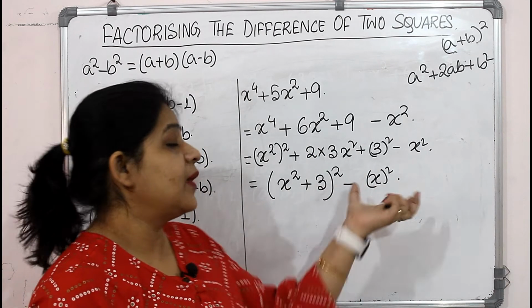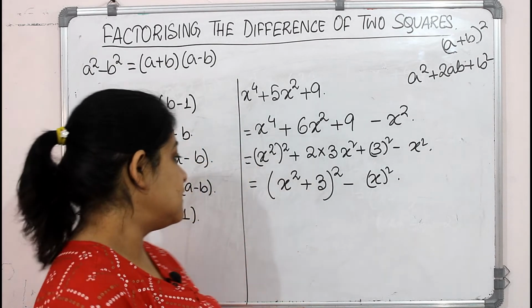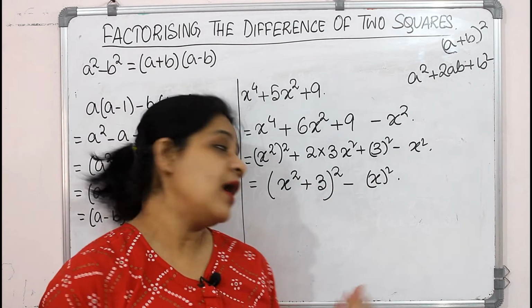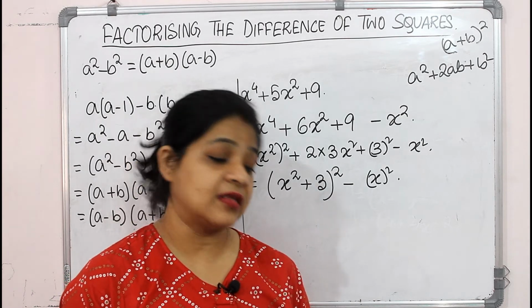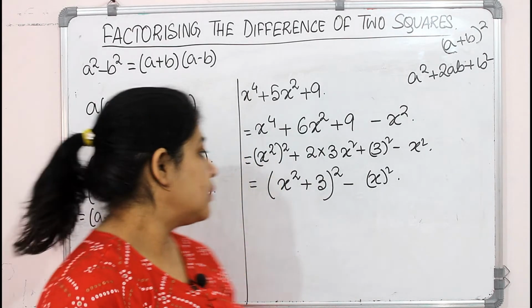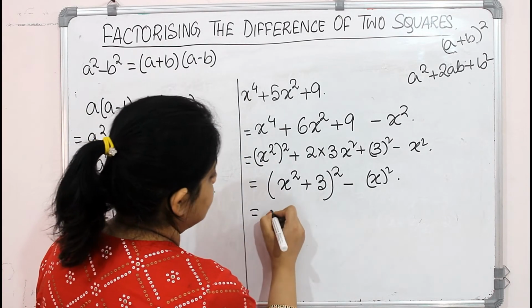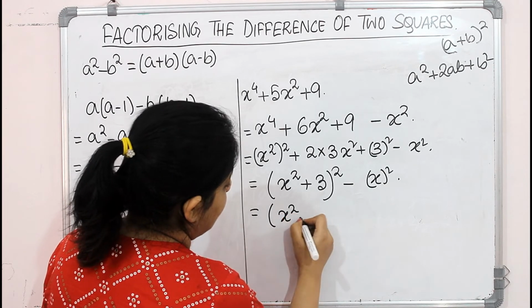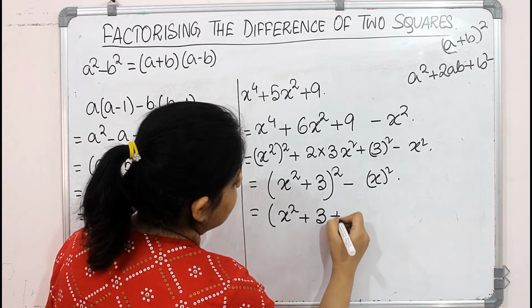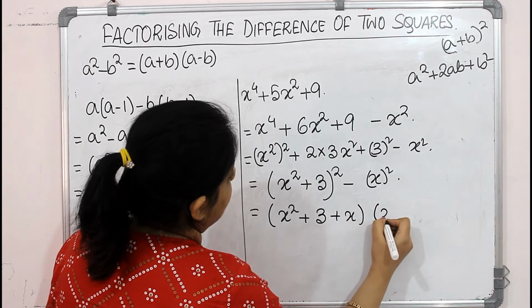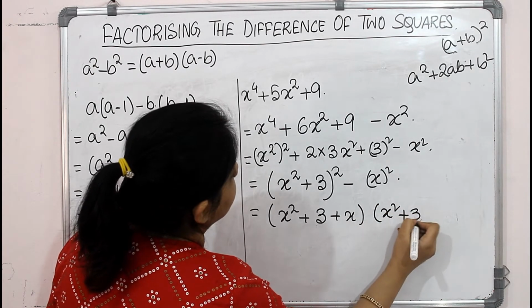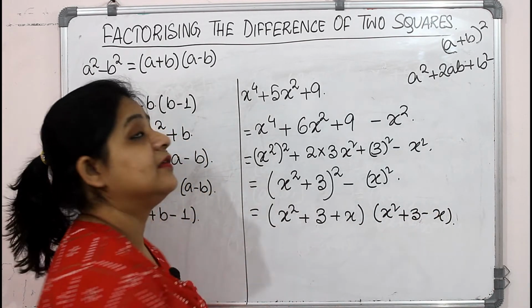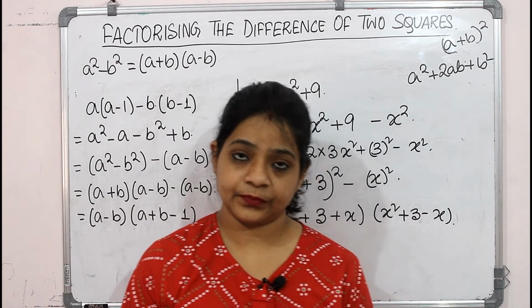Okay, so this makes a difference of two squares. This is a square, this is a square, and in between you have the negative sign. Okay, so this you can write as (x square + 3 + x), and this you can write as (x square + 3 − x) is the final answer.